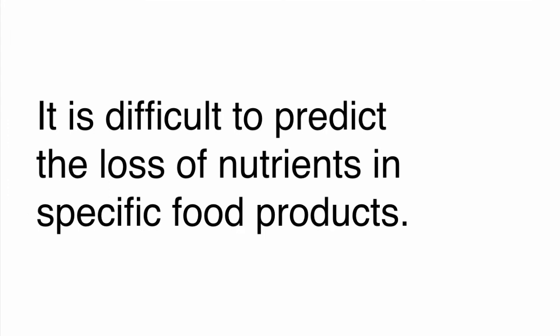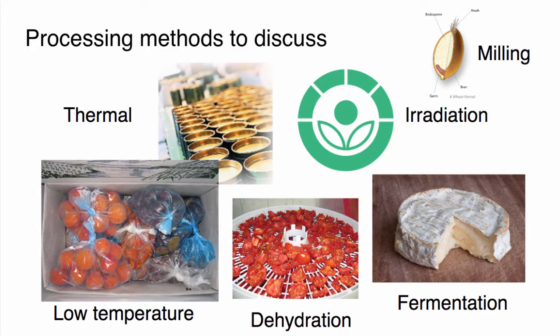As we go through different examples that are presented in this paper, I want you to keep in mind that it is very difficult to predict the loss of nutrients in specific food products. So we're talking about general trends throughout the rest of this video. The different food processing techniques that we're going to be talking about are thermal, low temperature, dehydration, fermentation, irradiation, which we've all talked about before, but we're also going to talk about milling.